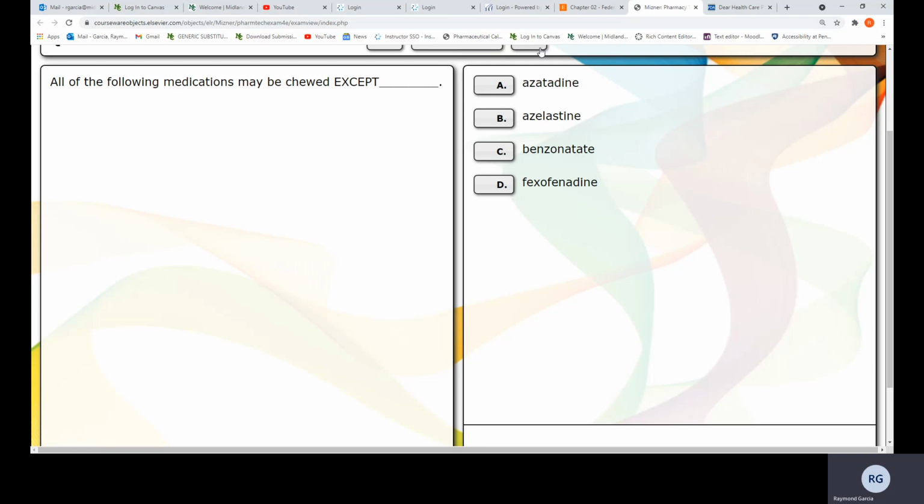Azolastine is actually an eye drop. Which one? C or D? You said D? It's an eye drop. Only the following may be chewed. I wouldn't think this one. It's gotta be.